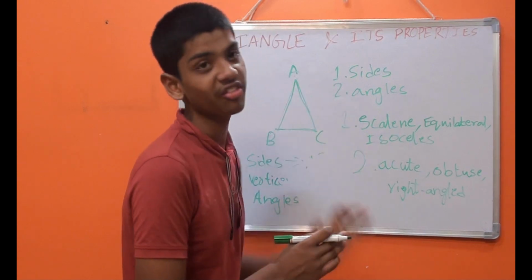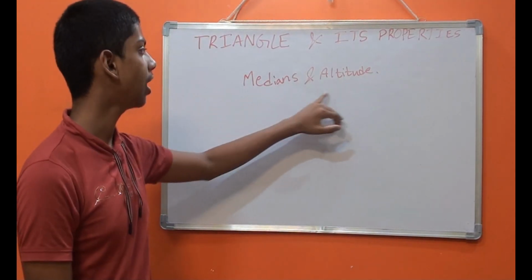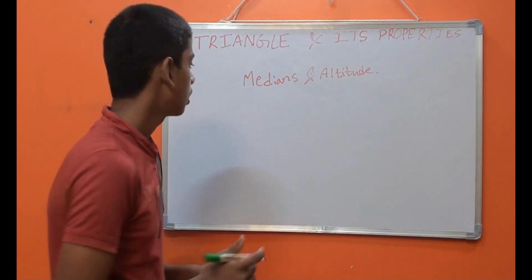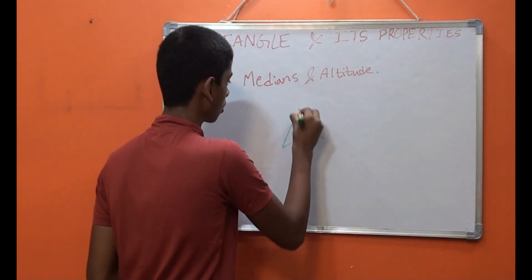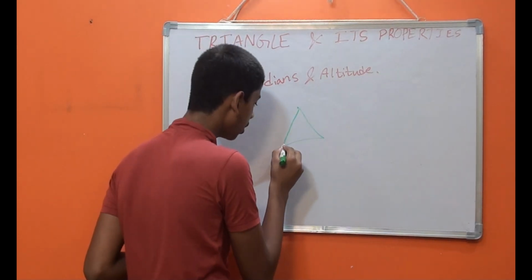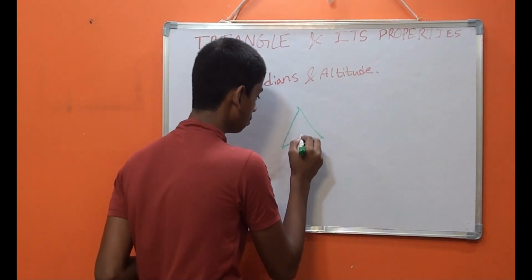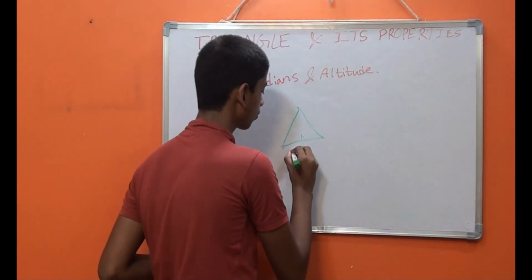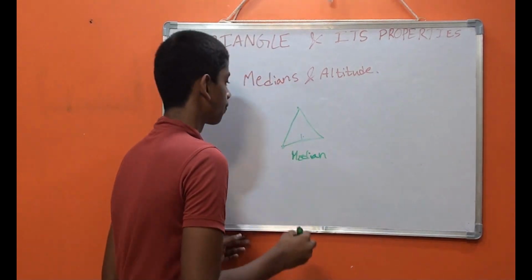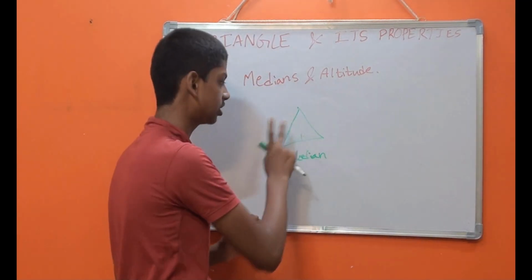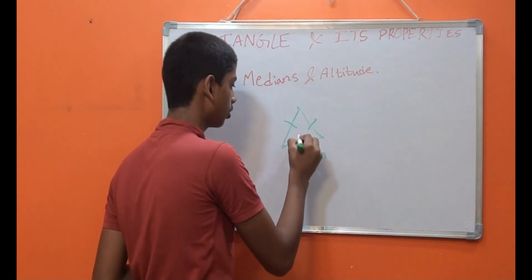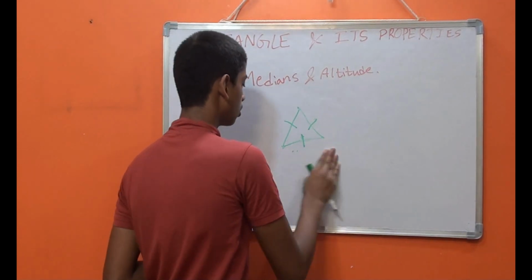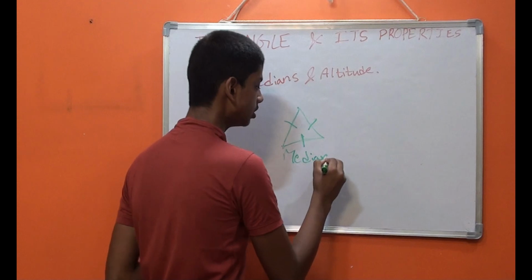Now let's see the properties of triangles. Friends, now let's see about medians and altitudes. These are one kind of property of triangles. Now let's take a triangle like this. Now the midpoint of this line segment may be here. This is called the median. A triangle has three medians because it has three sides. One would be over here, one over here and one over here. We can say that a triangle has three medians.